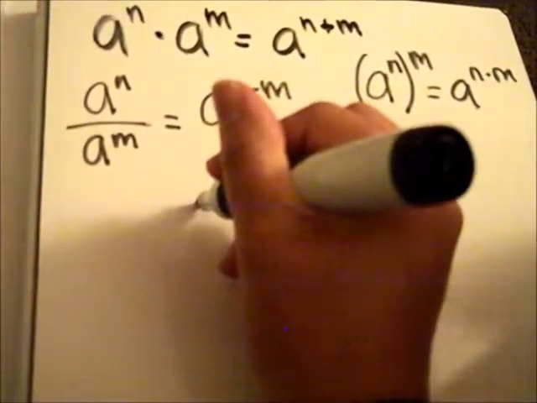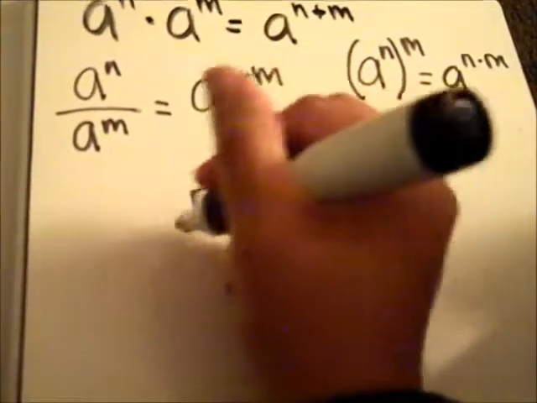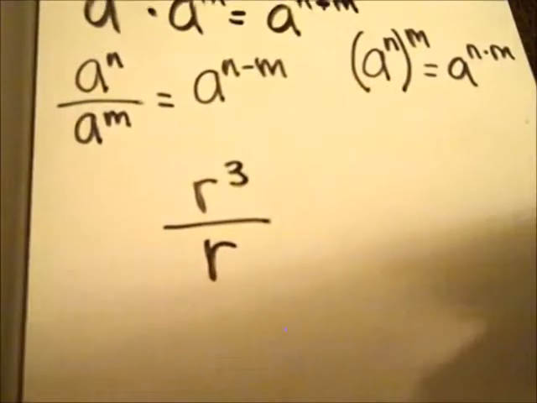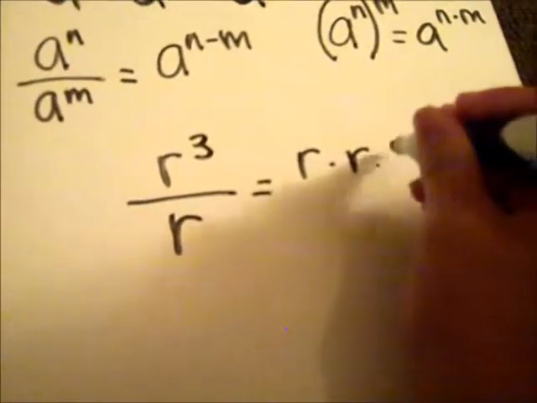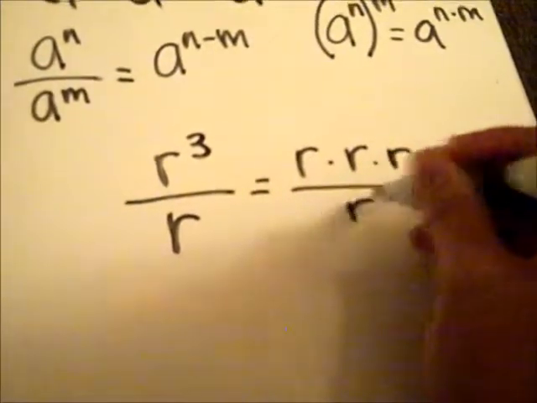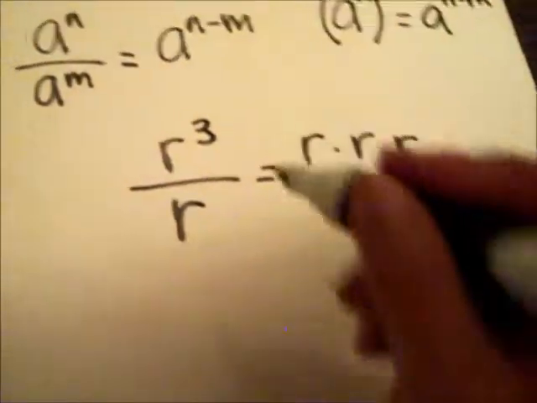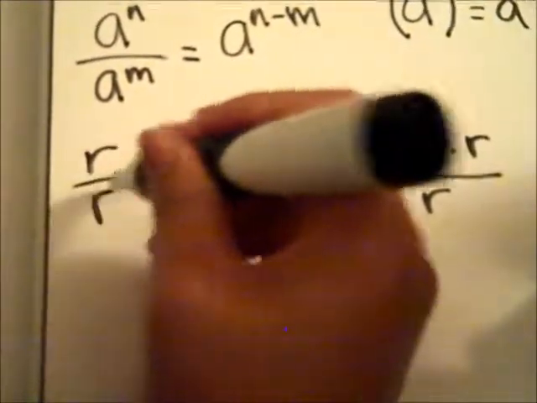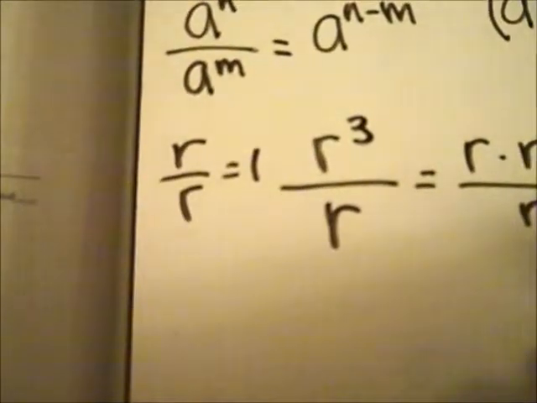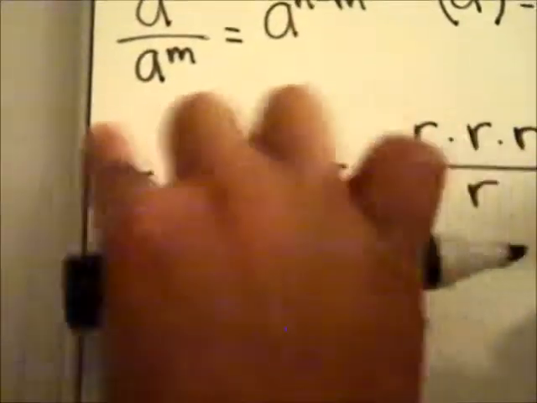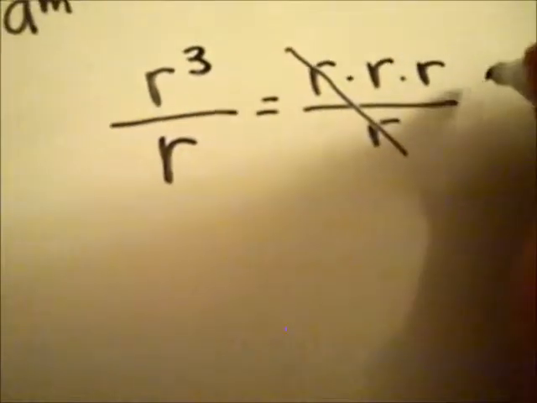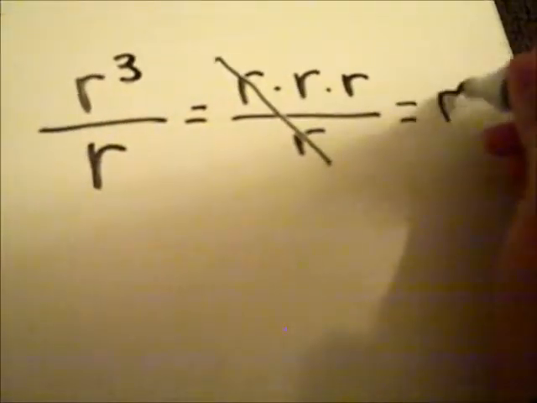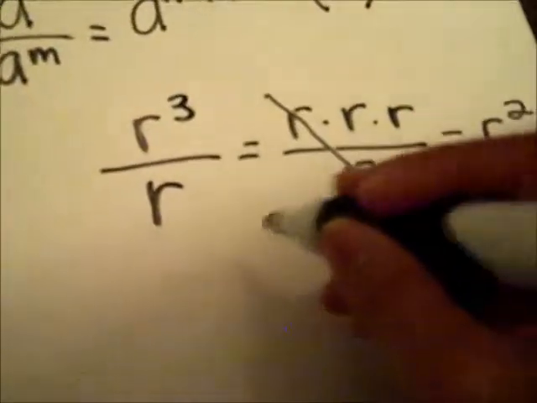Okay, let's say we have r to the 3rd over r to the 1st power. This is just r times r times r over r. Okay? R over r is just equal to 1. We just need to remember that. So therefore, we can cancel out these r's, and we're left over with 2 r's in the numerator. So this is just going to be r squared. R times r is r squared.